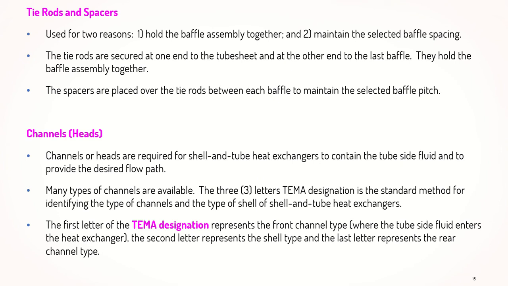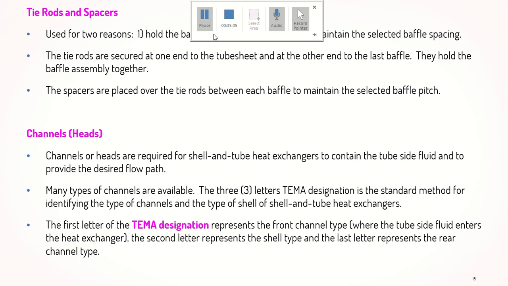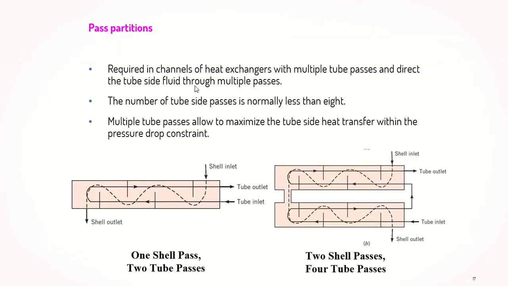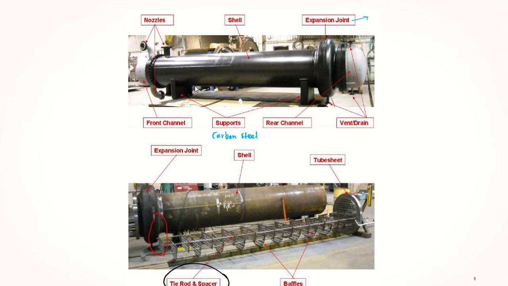And the baffle rods are secured at one end to the tube sheet and the other end to the last baffle. So they hold the baffle assembly together. So if we refer back to the previous image here, this is the tie rod. So this is this part here. It actually secures the baffles.